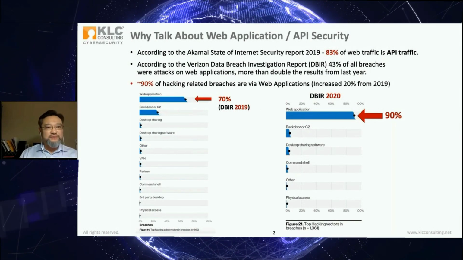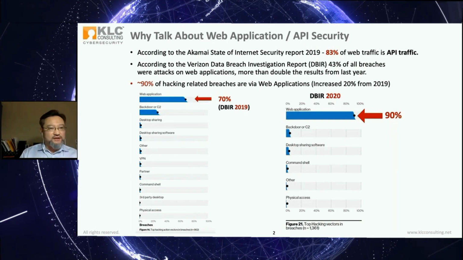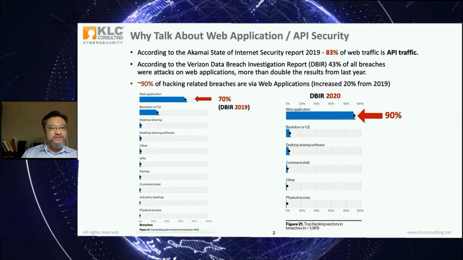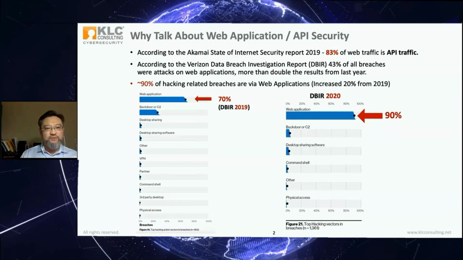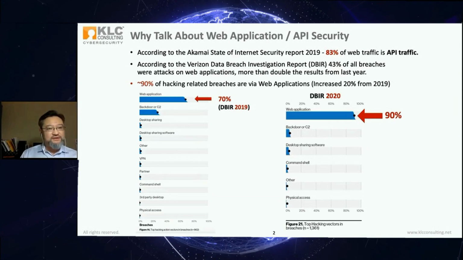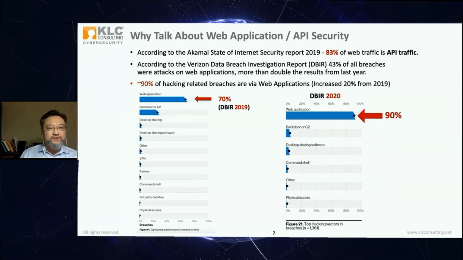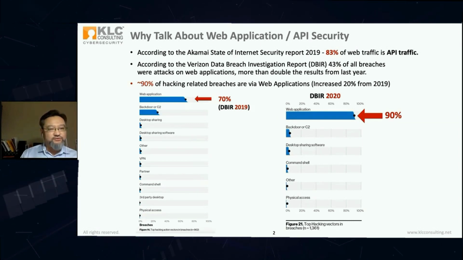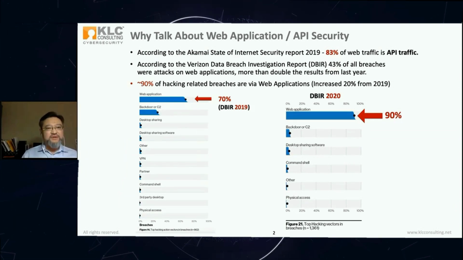So why are we talking about web application and API today? According to Akamai's State of the Internet Security report, 83% of web traffic is API traffic. And according to the Verizon Data Breach Investigations Report, 43% of all data breaches are through the web application, and 90% of the hacking-related breaches use the web application as an attack vector. This is a 20% increase from the previous year's report. So you can see it has become a favorite target for attackers. That's why we're talking about web application and API security.